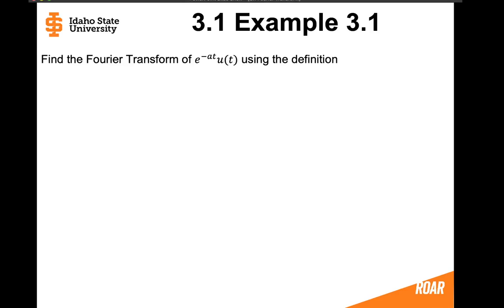So you probably remember everything that we talked about in the previous video from your signals class. So let's get into practicing again, and let's find the Fourier transform of a time domain signal. Let's find the Fourier transform of e to the minus at multiplied by u(t), which is a step function. So let's use the definition to find the Fourier transform.